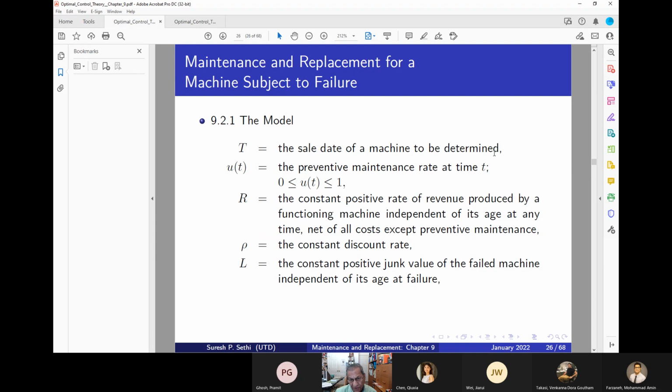So T is the sale date of the machine, to be determined. So Thompson's T continues to be determined. U(t) is the preventive maintenance, and it's between 0 and 1. Now, what Kamien Schwartz is doing is allowing the machine to fail, break down. Suppose you decided to keep the machine for 5 years, and then the machine failed after 2 years, then the machine has to be junked. That possibility has to be taken into account. Even though you decided to keep the machine for 5 years, the machine decided not to stay with you for 5 years. Okay?